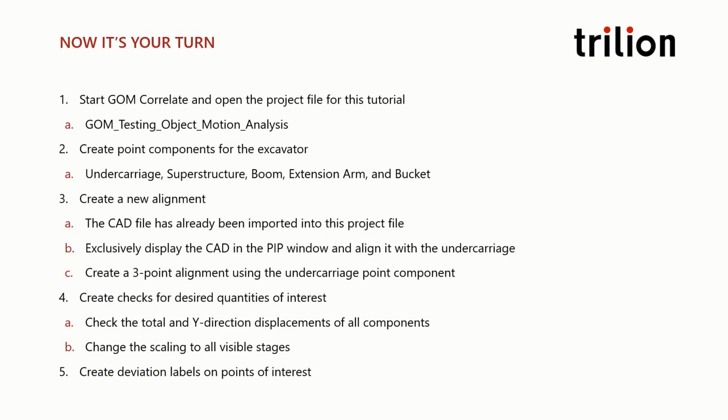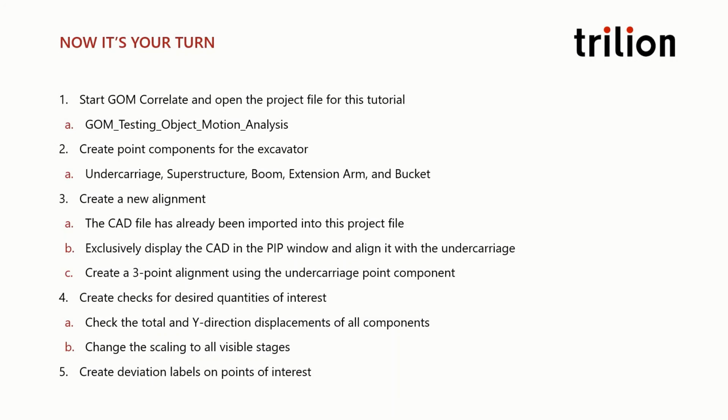Now it's your turn. Practice the steps in this tutorial by opening GOM Correlate and selecting the 3D project, GOM Testing Object Motion Analysis, located in the sample data icon. Next, create point components for the undercarriage, superstructure, boom, extension arm, and bucket. You can find more information on point components through the direct help. Now create a 3-point alignment using the existing CAD model and the undercarriage point component you created. Make sure that the CAD model is exclusively visible in the PIP window, roughly aligned to the undercarriage in the 3D view, and hidden in the 3D view.